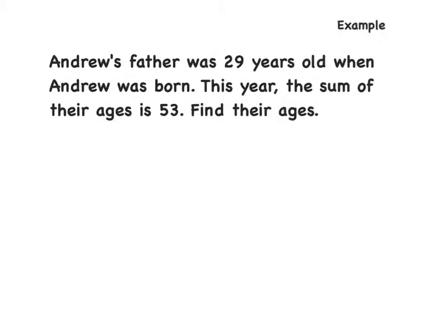Have another example. Andrew's father was 29 years old when Andrew was born. This year, the sum of the ages is 53. Find their ages. So now we have to figure out what 2 ages are. For ages, we just have to define the variable. So x, we're going to say, is equal to Andrew's age.